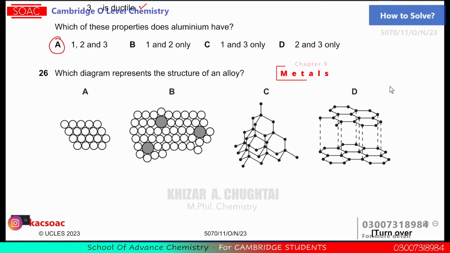Question number 26, which diagram represents the structure of an alloy? An alloy is a combination of different nuclei. It is a combination of different sizes of different elements. So B is the correct option. There is a combination of two types of atoms. One is shown by the dark circle and the other by the white circle. So B is the structure of an alloy.